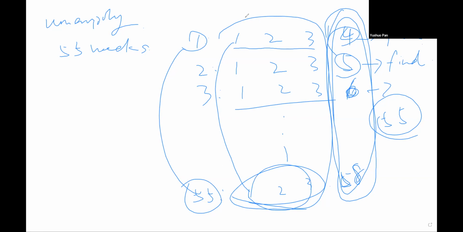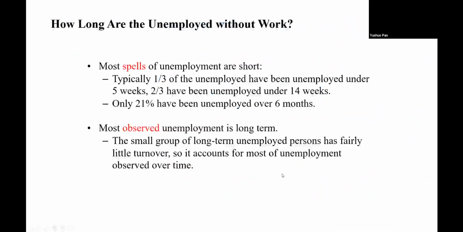So if you understand this example, let's go back to our slide. Most observed unemployment is long run, which is those 3 people I observed: person 1, person 2, and person 3. I can see them all the time, every week, from week 1 to week 55, so they are the most observed unemployment. So they are the long term. But for most people, from person 4 to person 58, there are most people, because 55 out of 58, the total population I could see during my work, can find a job within 1 week. So most spells of unemployment are short, but most observed unemployment is long term.